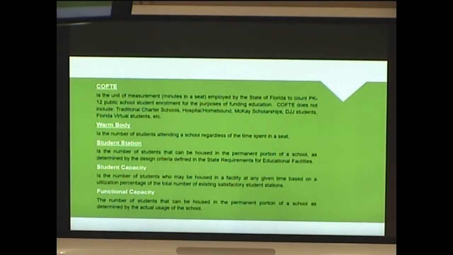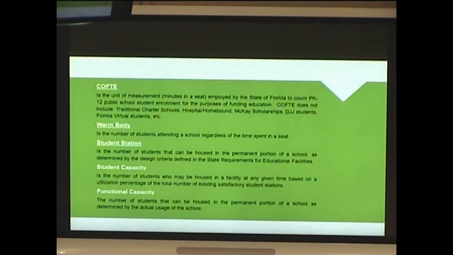So COFTE is a unit of measurement used by the Department of Education, which is how we receive our dollars for our students. And it's basically calculated by the number of minutes a student sits in a seat. So in an elementary school, that's pretty much 100%. They go to school, pretty much one teacher, they stay in the same classroom all day. It pretty much becomes average.